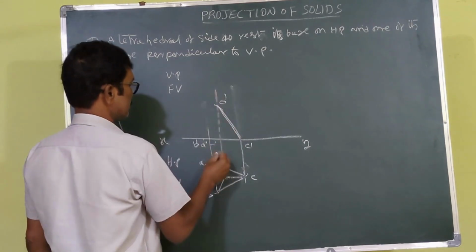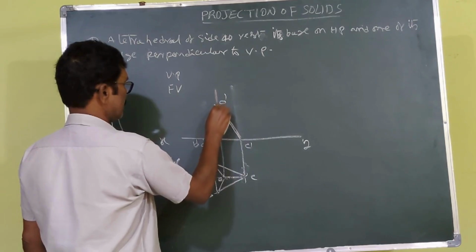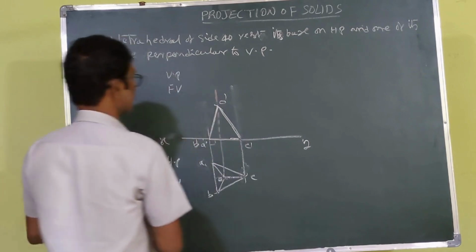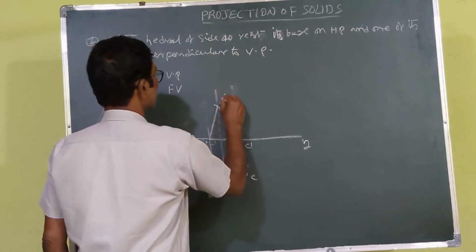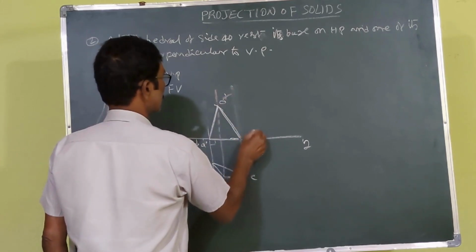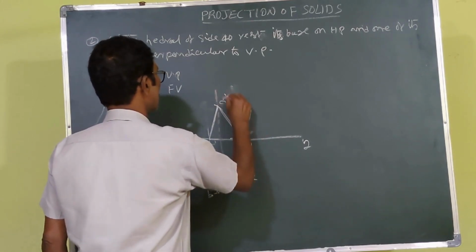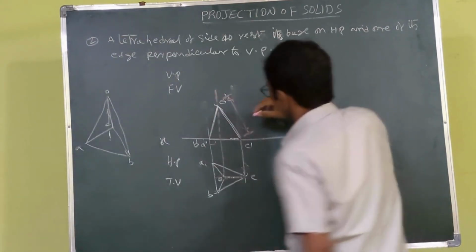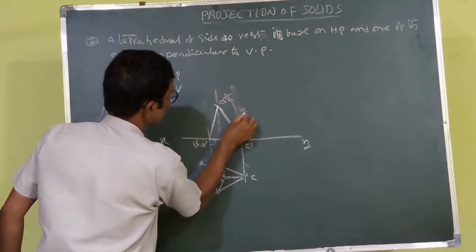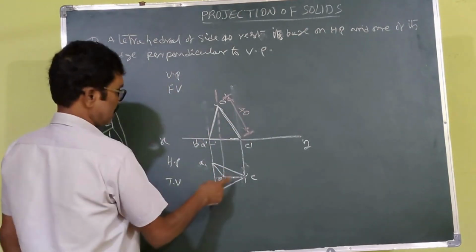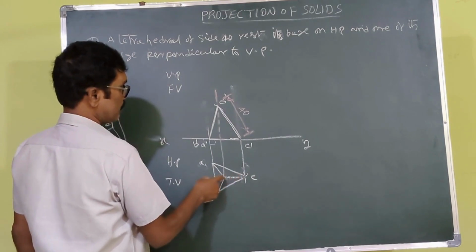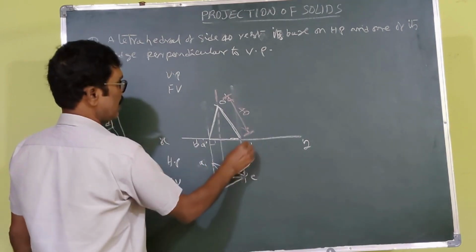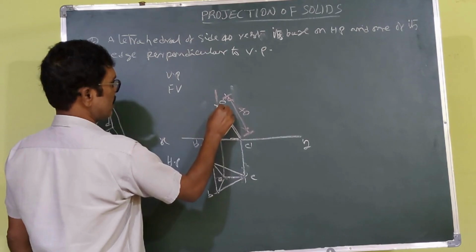C O dash and O dash A dash. This is the front view. This dimension is 40. You understand that? This is the true side, true edge. You can see here only. Remaining are not true edges. So therefore, C dash has a center, 40 as a radius. You cut the axis.